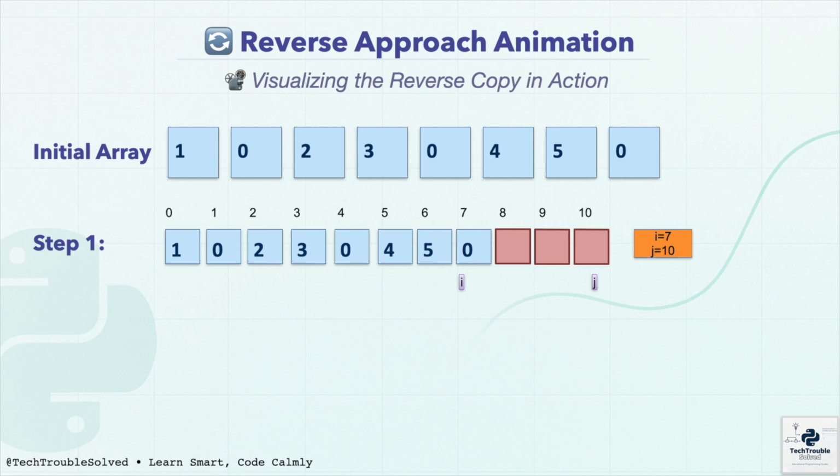But when we hit a 0, we duplicate it. That means we write 1 0 at position j and another at j minus 1. Then I moves back by 1 and j moves back by 2 because we have placed 2 zeros for that one element. This backward movement continues until I reaches index 0, and when we are done, all the duplicates are placed correctly within the original array length.